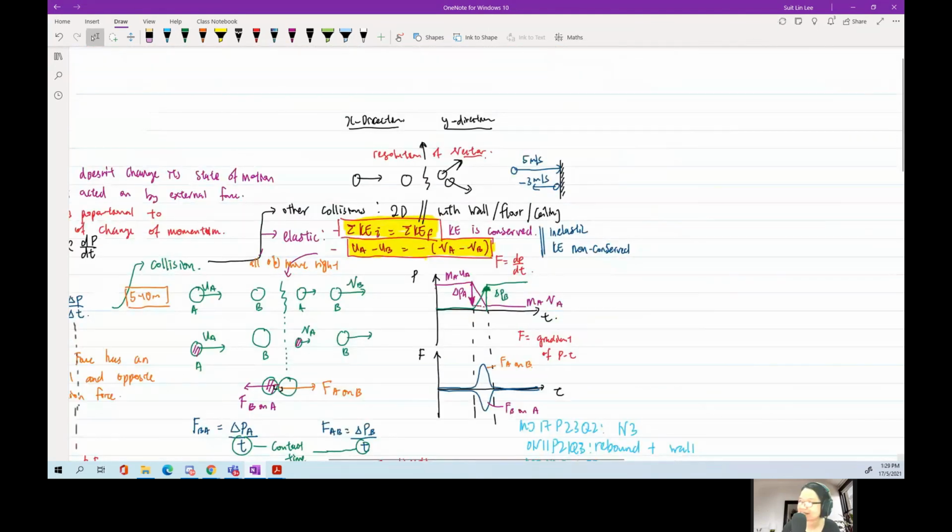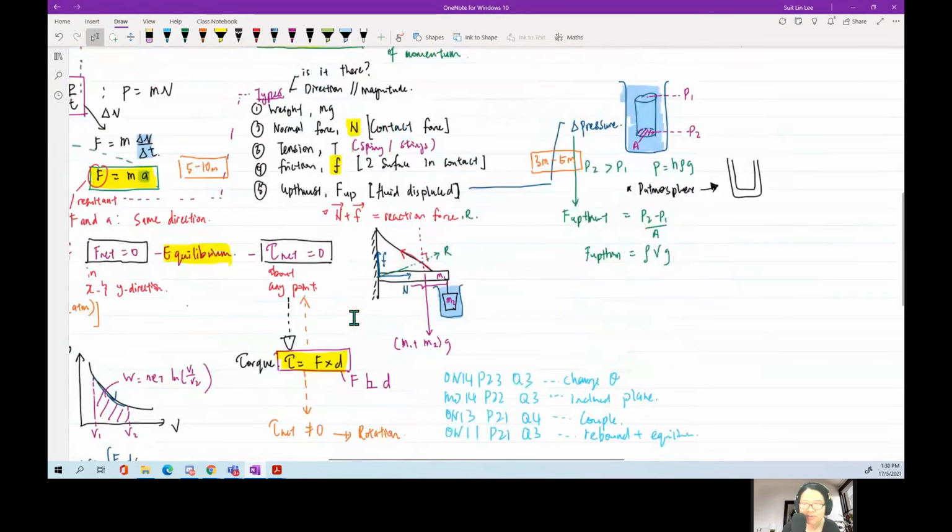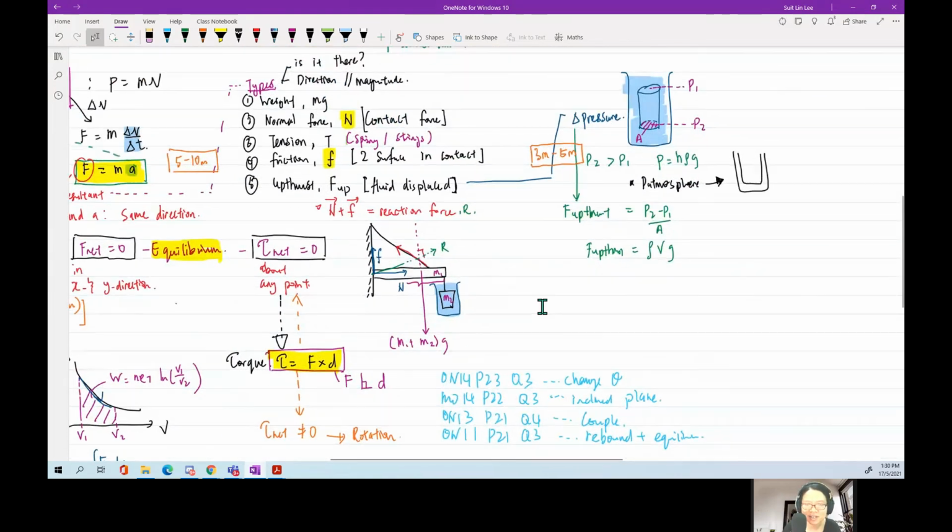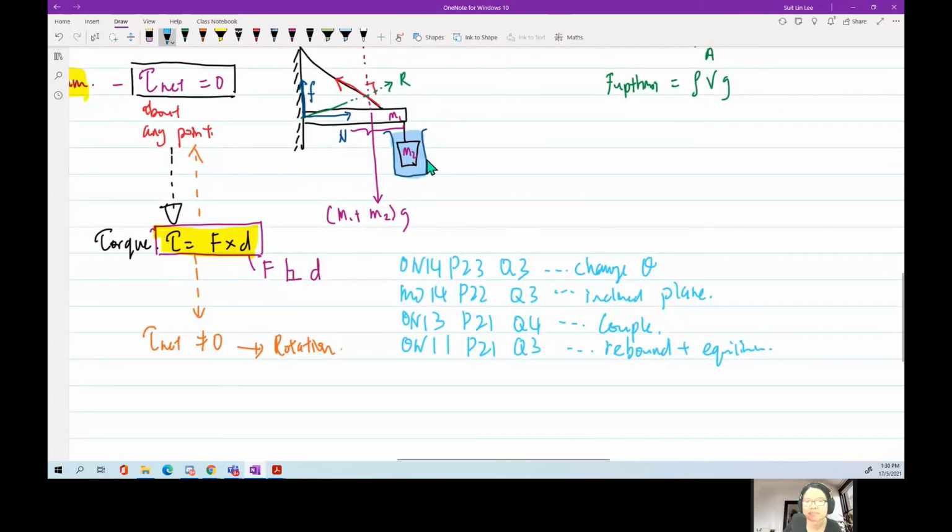No question one. Chapter 5. The water pressure one a bit rare lah. If you want to find the exact question that I'm talking about, the one where you dip an equilibrium one, this one is May, June 17, paper 21, question 3. Upthrust plus equilibrium. Okay, no more now. Scroll around lah. The rest are pretty straightforward. Pressure, they're okay.